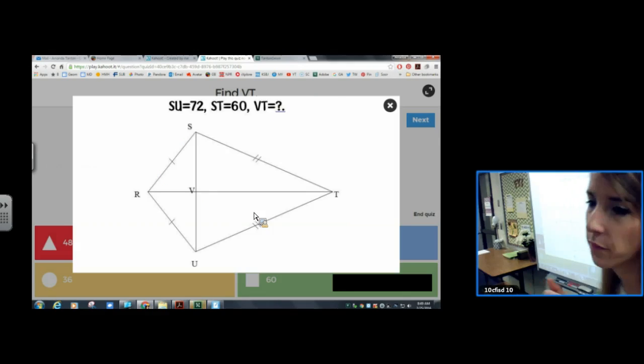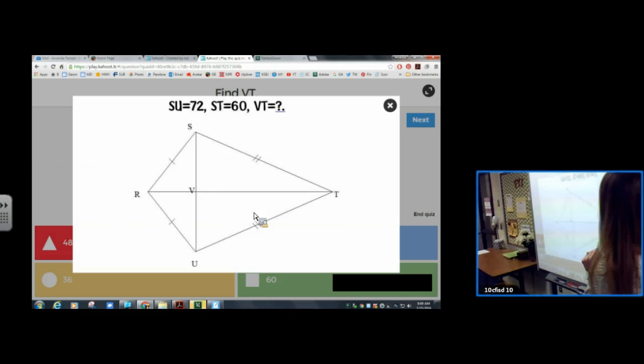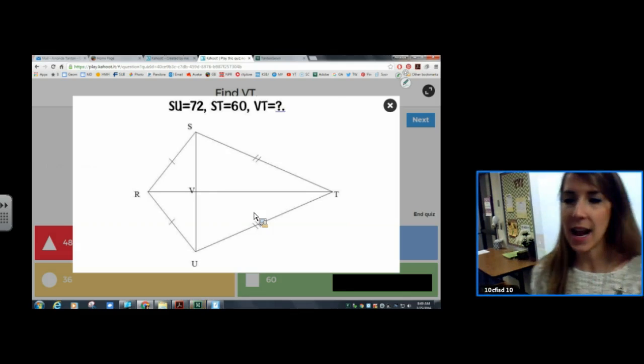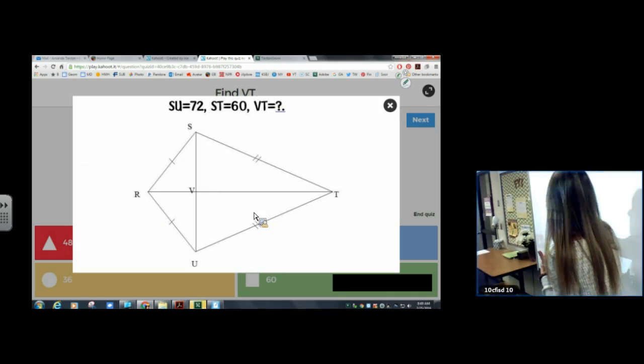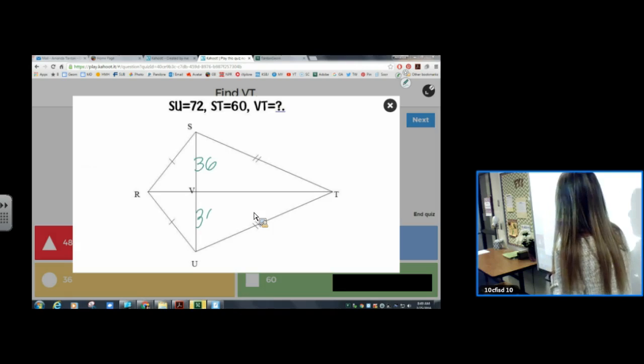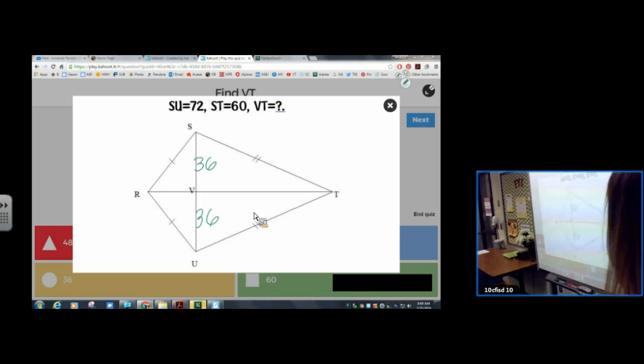All right? All right, SU is 72. I'm going to go ahead and bisect that. I know in a kite, one of the diagonals bisects the other. All right? So 72, I'm going to go ahead and bisect it. That way I can write those two segments on my picture.